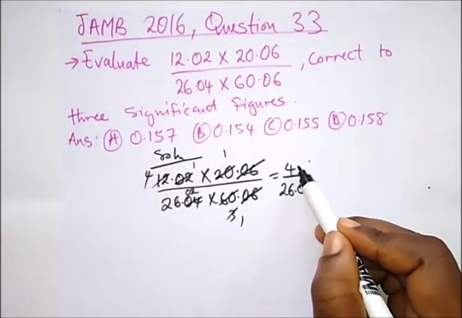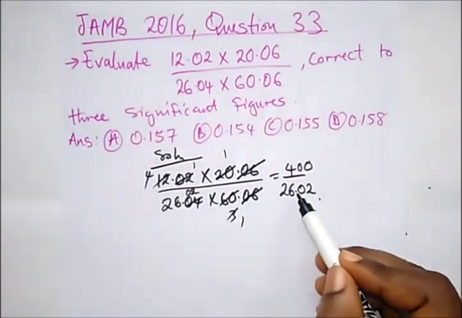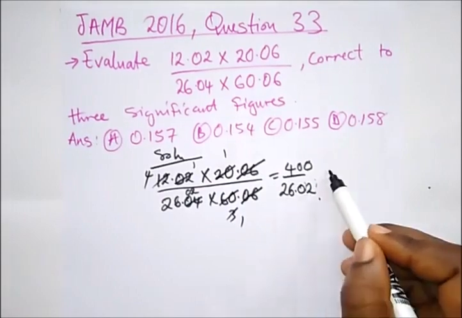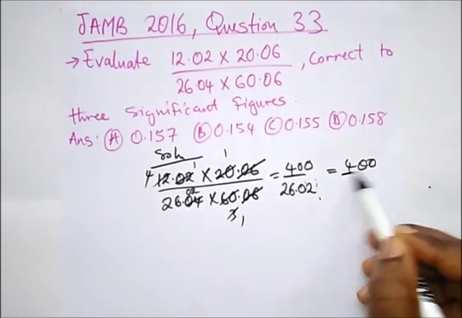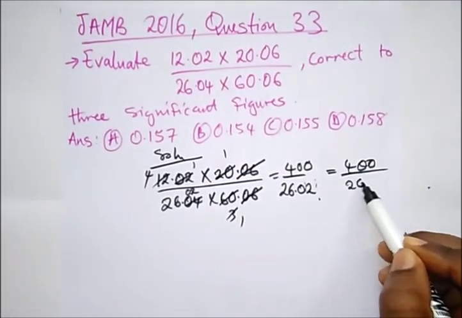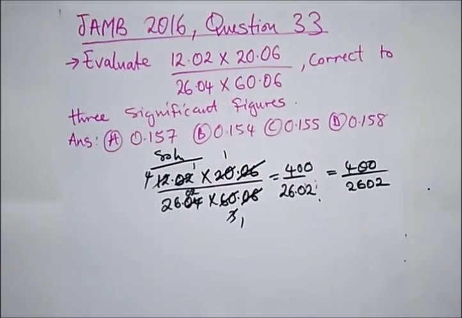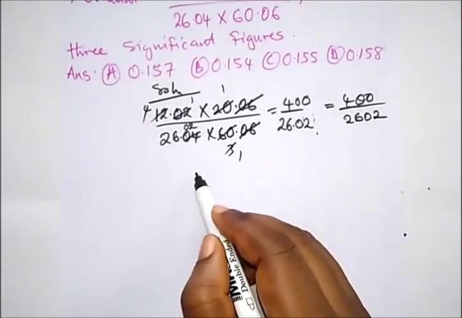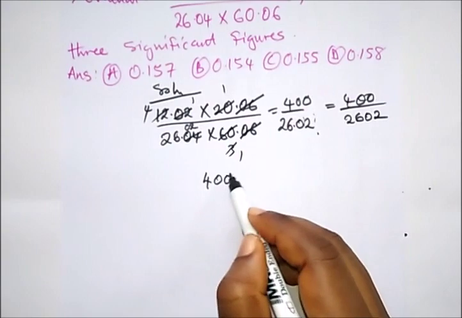So when we multiply, we have what? 0, 0. I'm just trying to add a 0, then shift this also, so we can have 400 over 2602. So here we are going to do a long division. So we have what? 400 here, 2602.